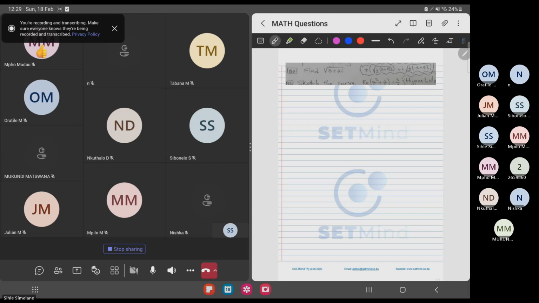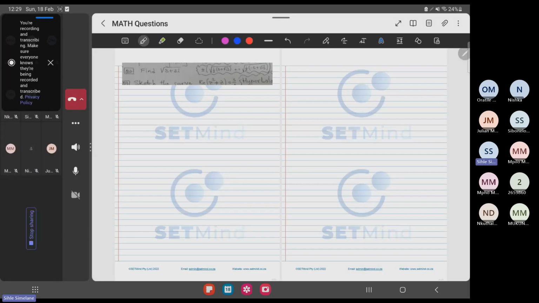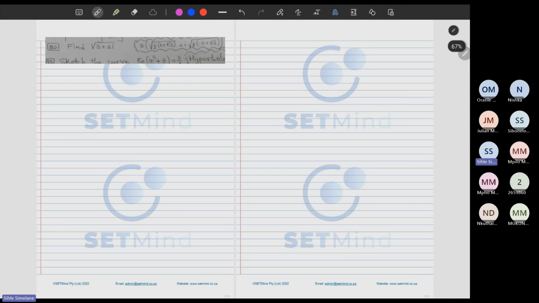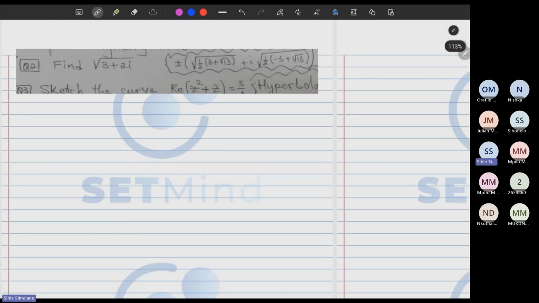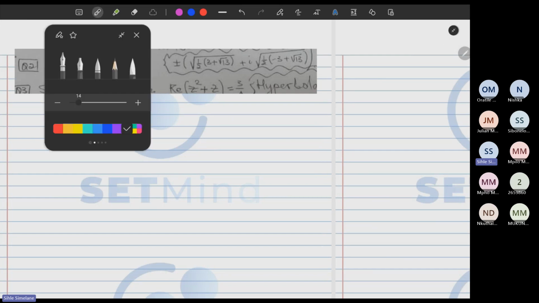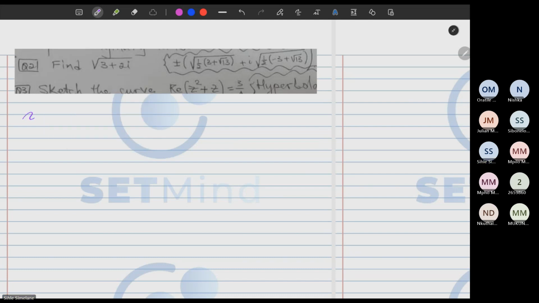Okay, great. So let's quickly jump into this question and not waste time. It is an easy question on complex numbers. If you look at question 2, they are saying we need to find the square root of 3 plus 2i.